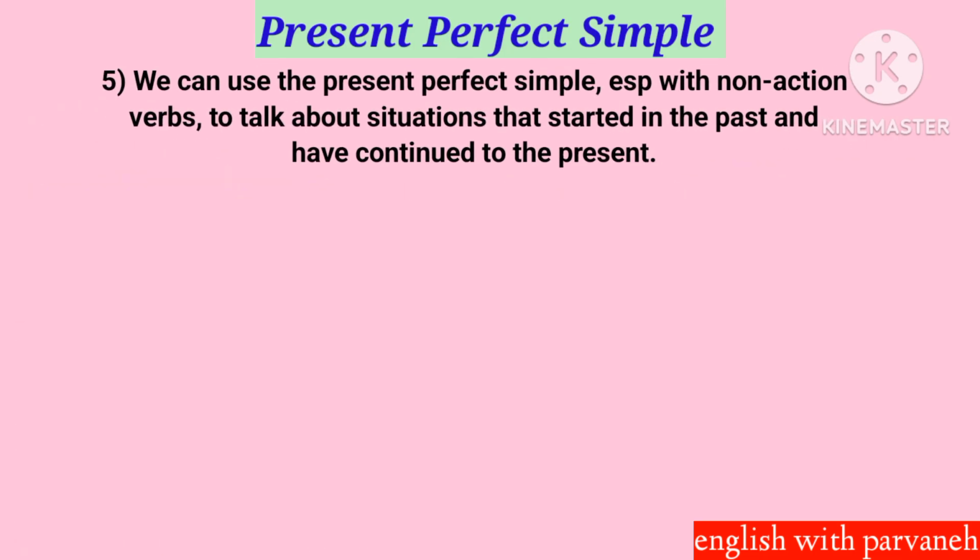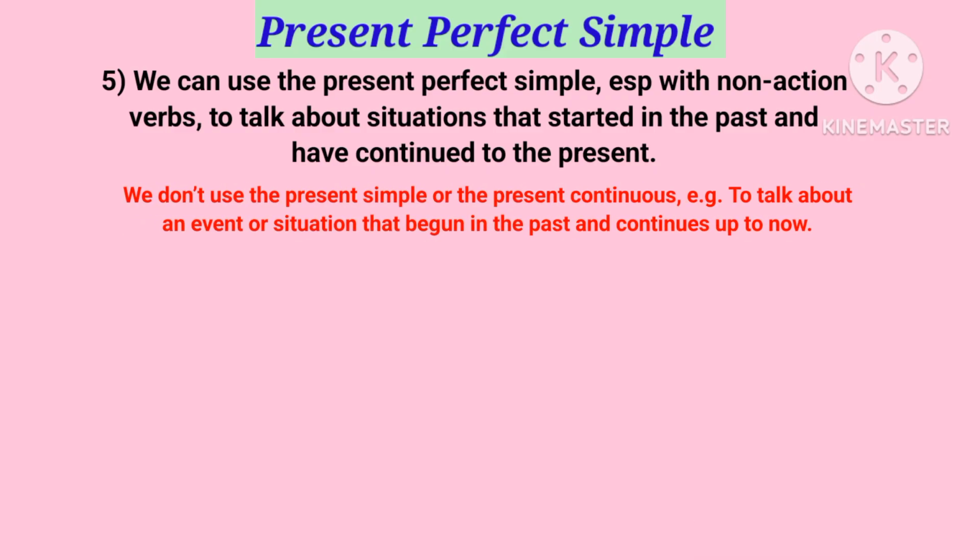Number 5, we can use the present perfect simple, especially with non-action verbs, to talk about situations that started in the past and have continued to the present. We don't use the present simple or the present continuous, for example, to talk about an event or situation that began in the past and continues up to now. We use for with a period of time and since with a point in time.